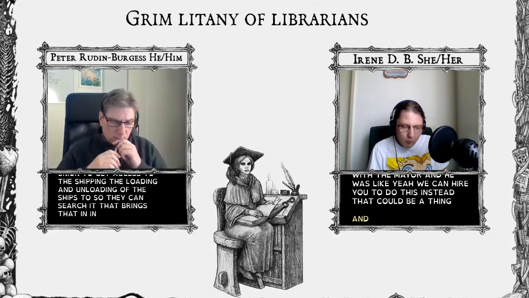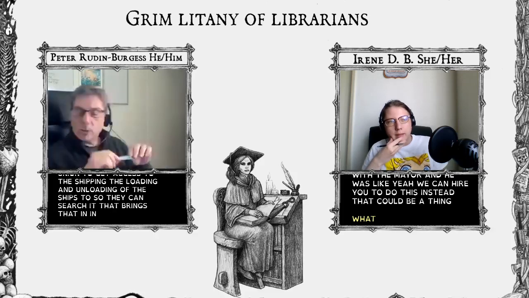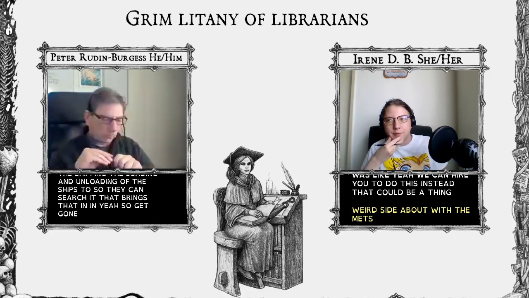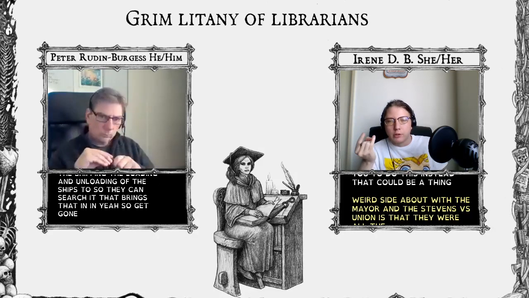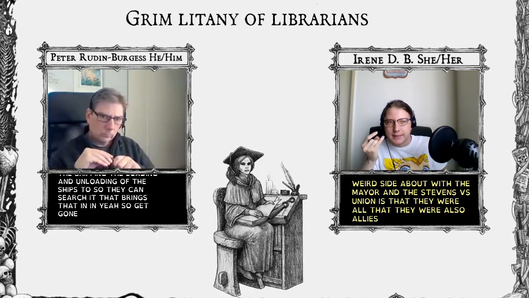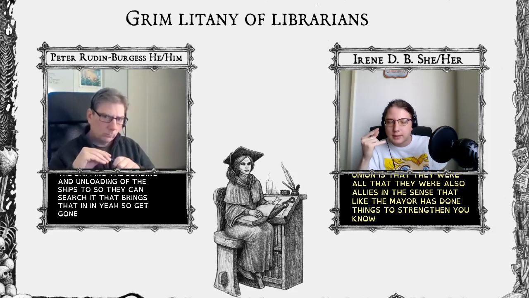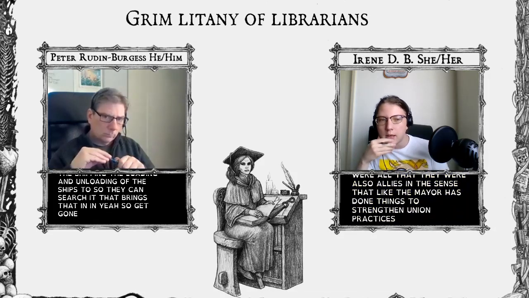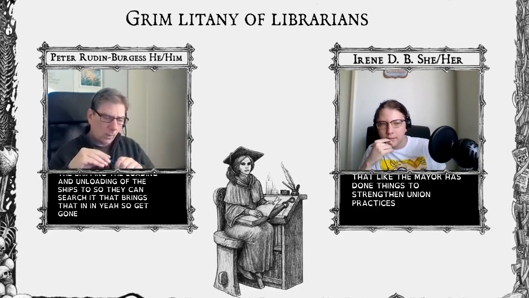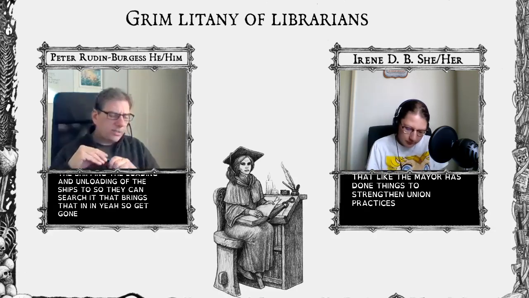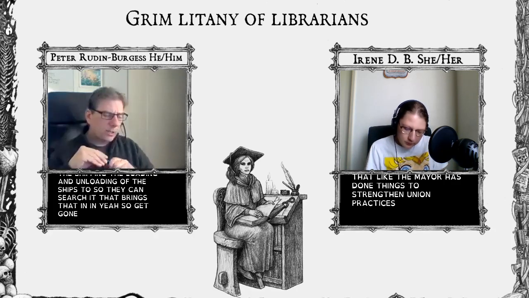And yeah, so one of the things we had thought about with the mayor and the Stevedores Union is that they were also allies, in the sense that the mayor has done things to strengthen union practices. Yeah, that would fit in with him trying to break the Merchants Guild. So he could be a false friend to the Stevedores Union. So for now, he wants the Union on his side.